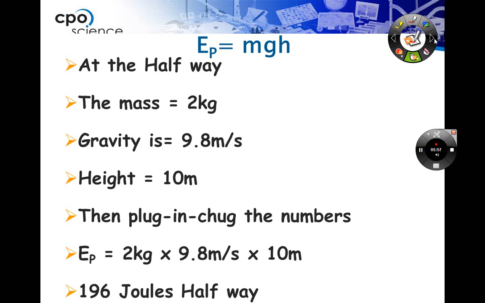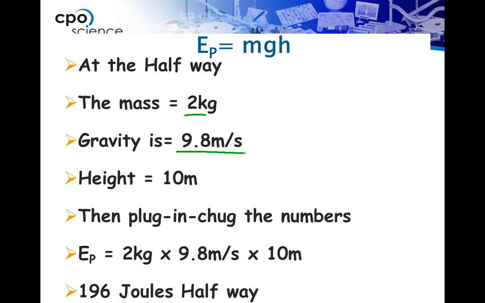Now let's talk about halfway down. At the halfway point, some of our givens are still what we have listed here. Our mass is 2 kilograms. Gravity is still 9.8 meters per second squared. The height over the top of the lake is 10 meters. Now we're going to solve for the potential energy and the kinetic energy that it could have about halfway down.